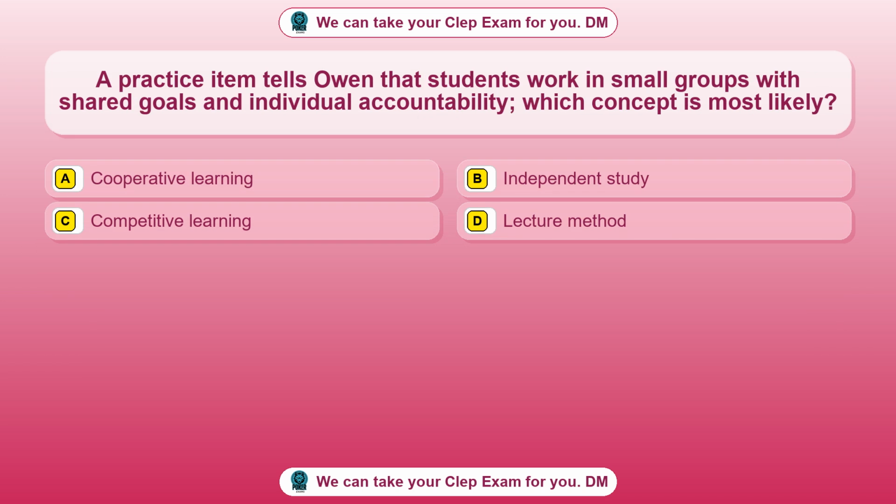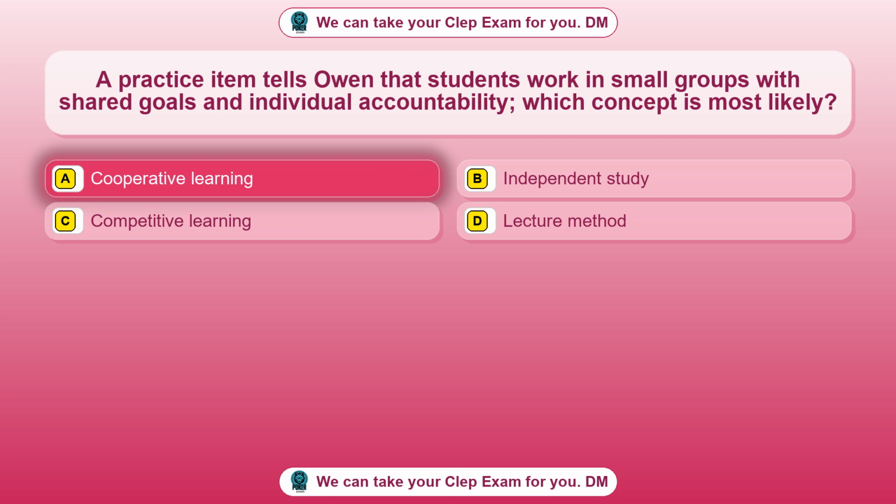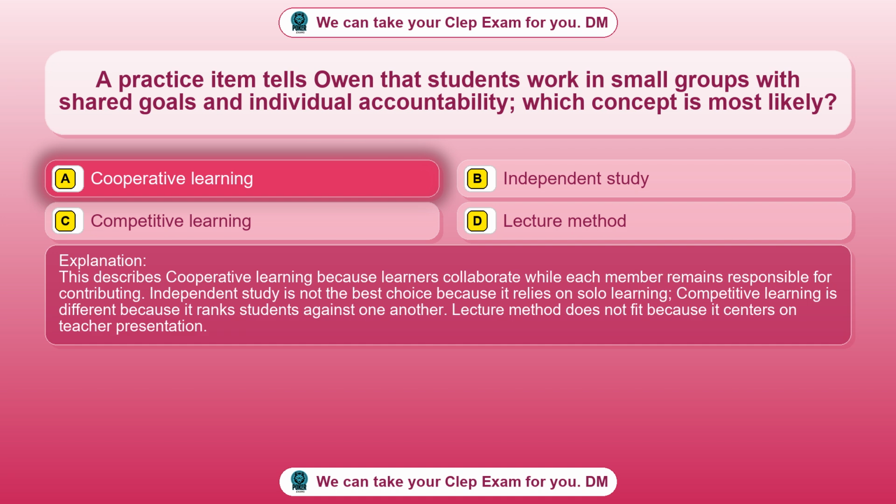Question 49. A practice item tells Owen that students work in small groups with shared goals and individual accountability. Which concept is most likely? Option A, cooperative learning. Option B, independent study. Option C, competitive learning. Option D, lecture method. The correct answer is option A. Cooperative learning. This describes cooperative learning because learners collaborate while each member remains responsible for contributing.